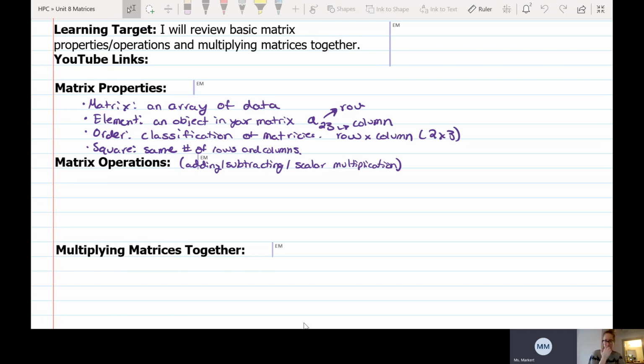You're more than welcome to check your answers on your calculator or on the answer key if you want. But for this one, I would recommend just doing it by hand, just so you get some practice with it. But okay, so for adding and subtracting, two things have to be true. So we have to have matrices of the same order, because you can only add or subtract matrices of the same order. So like a 2x3 matrix and a matrix that's also a 2x3 matrix, the same order. And then you add or subtract corresponding elements.